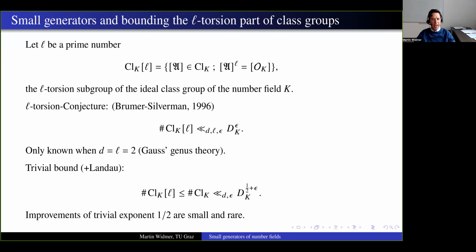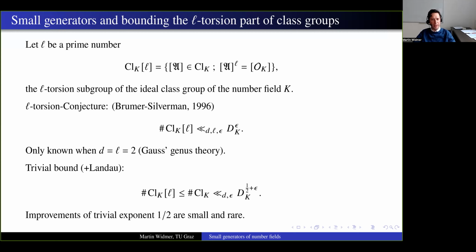And there is a famous conjecture due to Brumer and Silverman from 1996, which is called the l-torsion conjecture. It tells us that if we fix l and we fix the degree d and let K run over the set of all fields of degree d, then the l-torsion part should grow more slowly than any positive power of the discriminant. This is a very deep conjecture that is connected to various other conjectures, such as Malle's conjecture or the multiplicity conjecture. And if you would like to learn more about this, I would like to refer you to the 2022 ICM Proceedings article by Lillian Pierce, which gives a lot of interesting information on this conjecture.